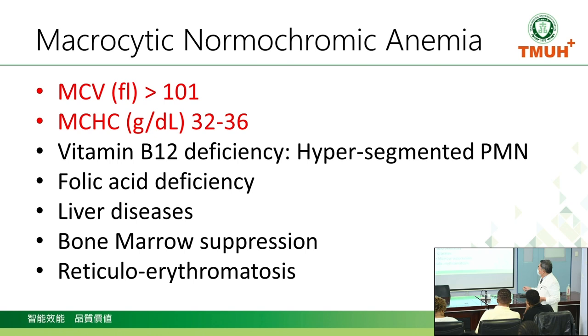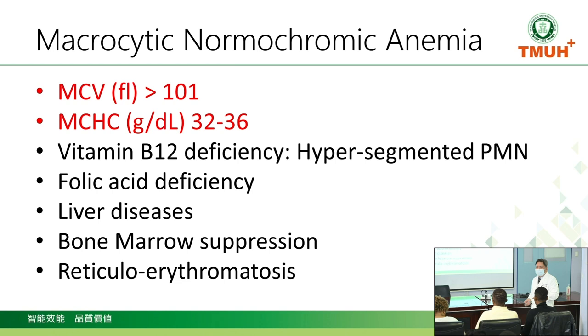Macrocytic normochromic anemia usually has MCV more than 100 and MCHC normal. It's important, because examinations always test you on this. What is it? Microcytic hypochromic anemia. What is it?